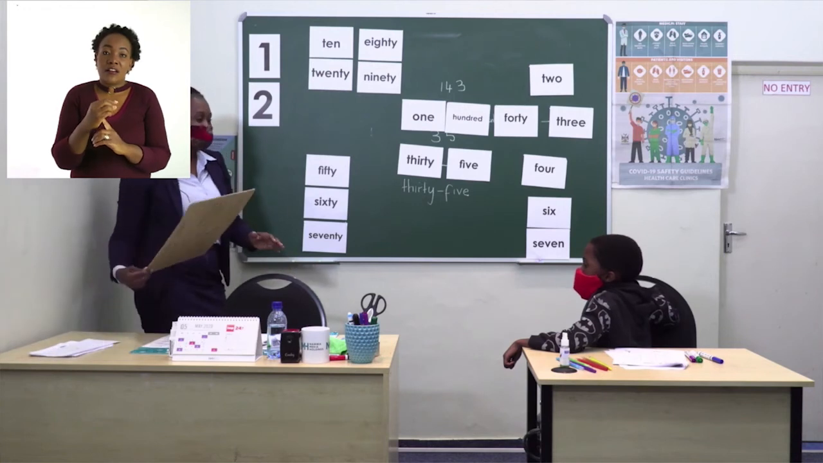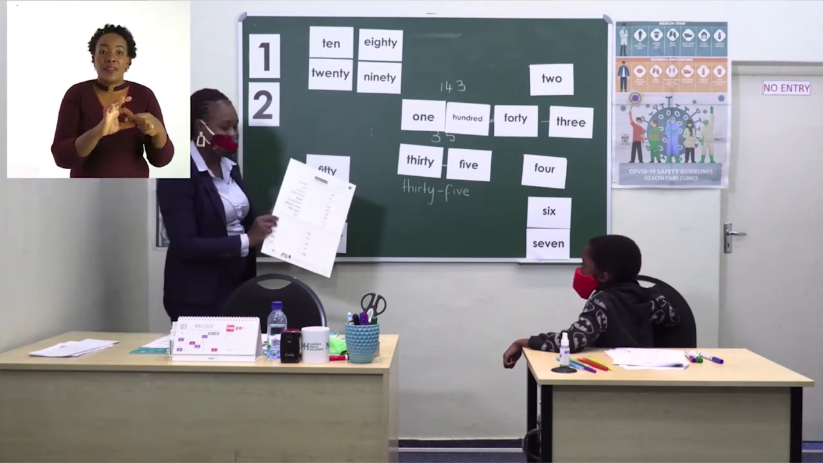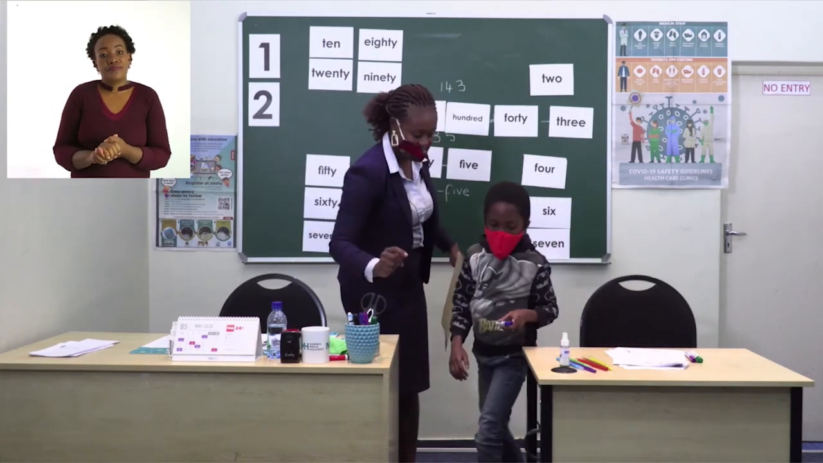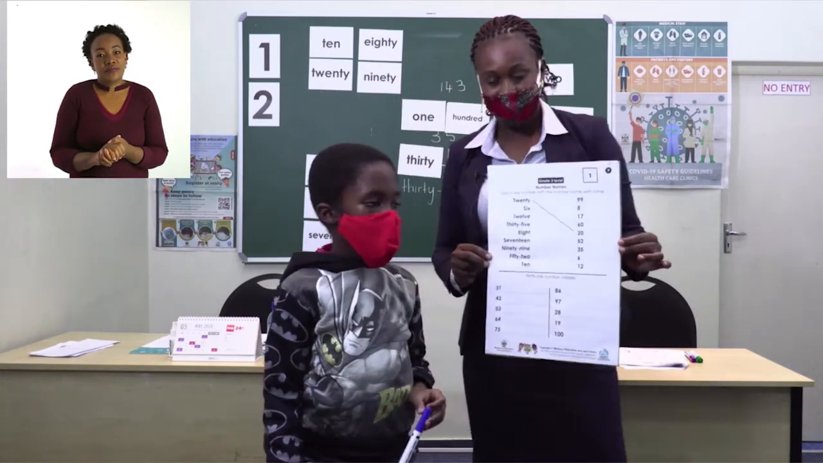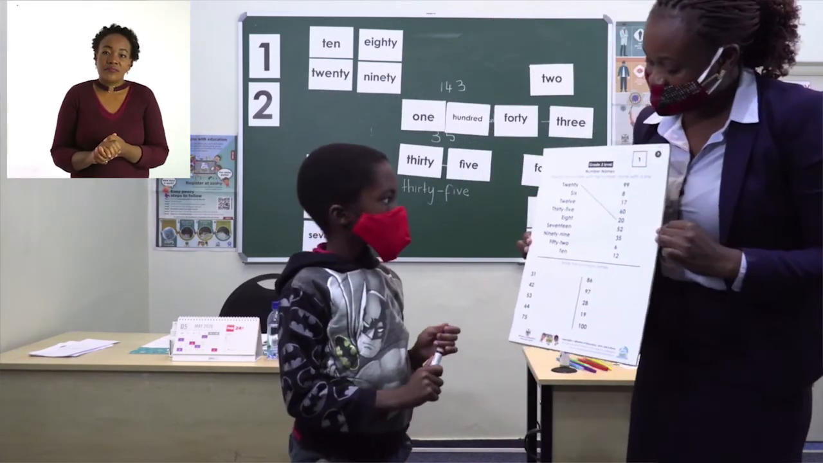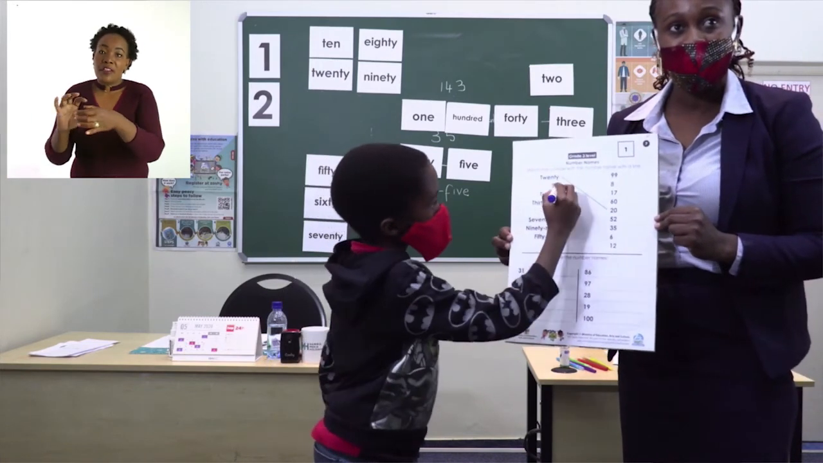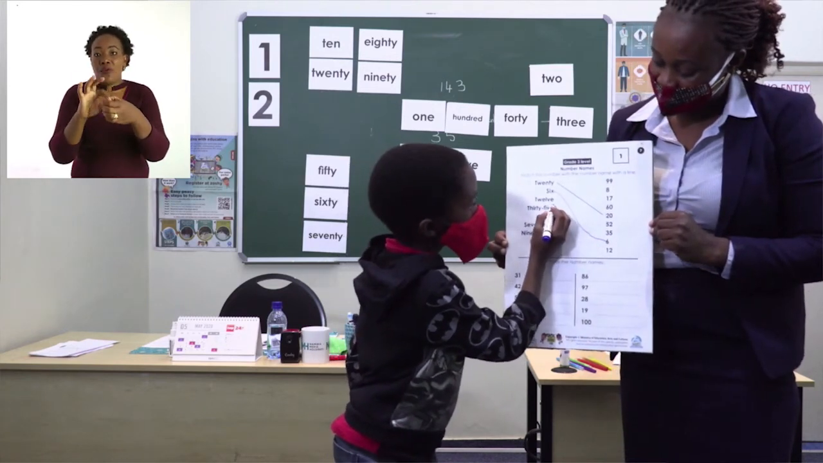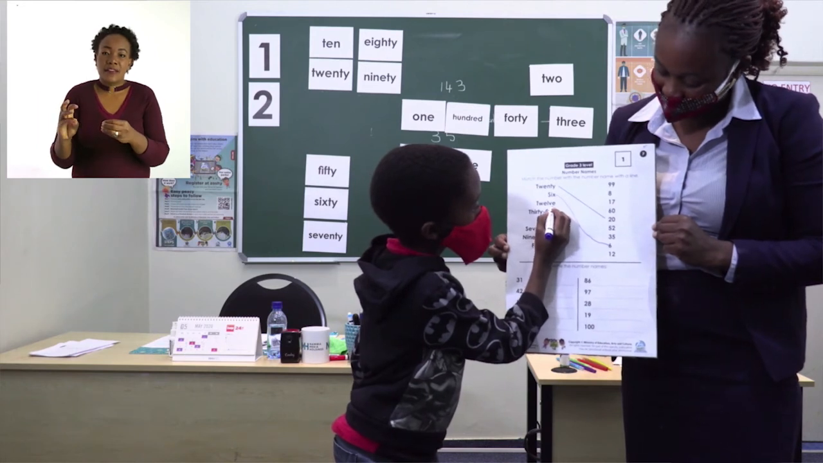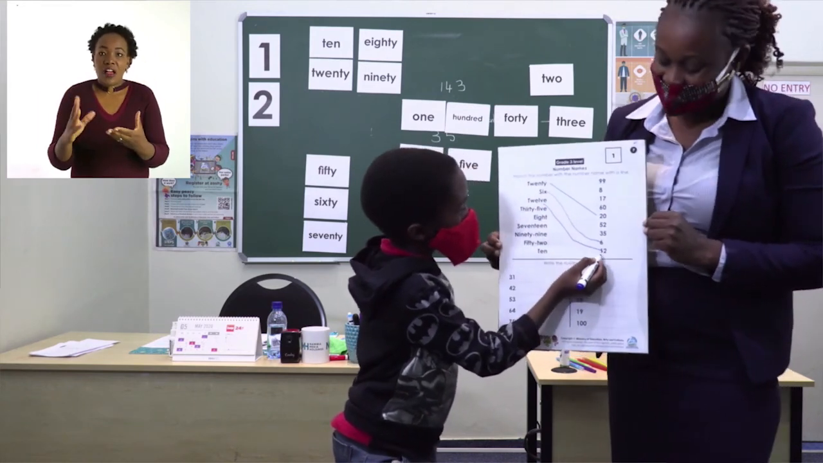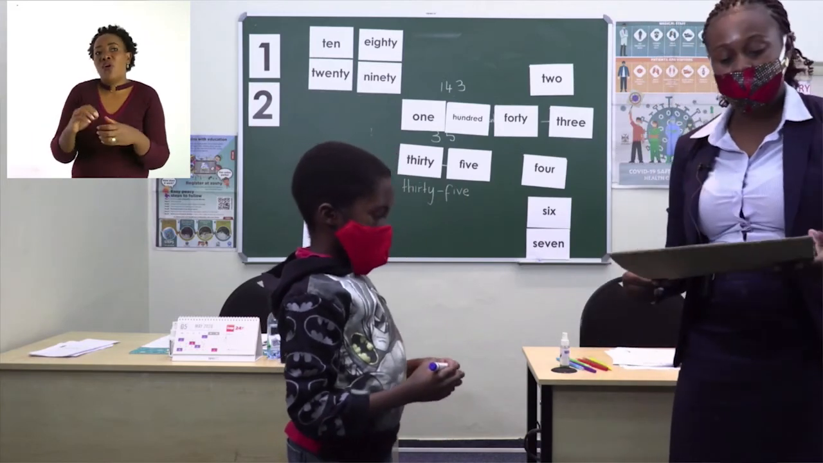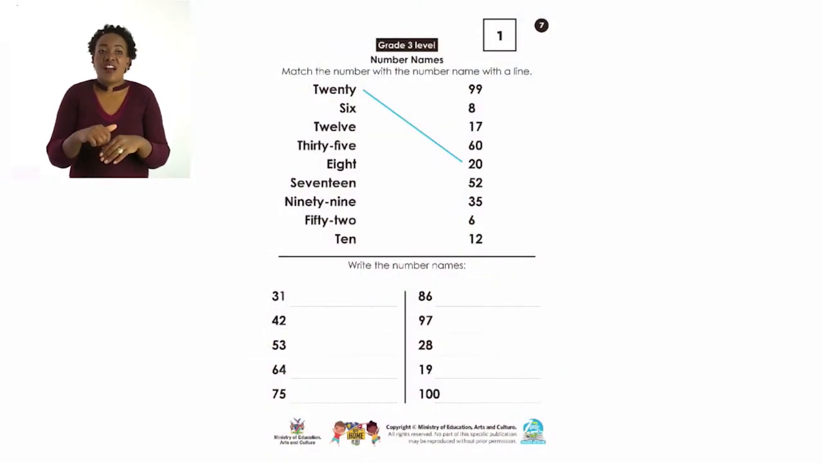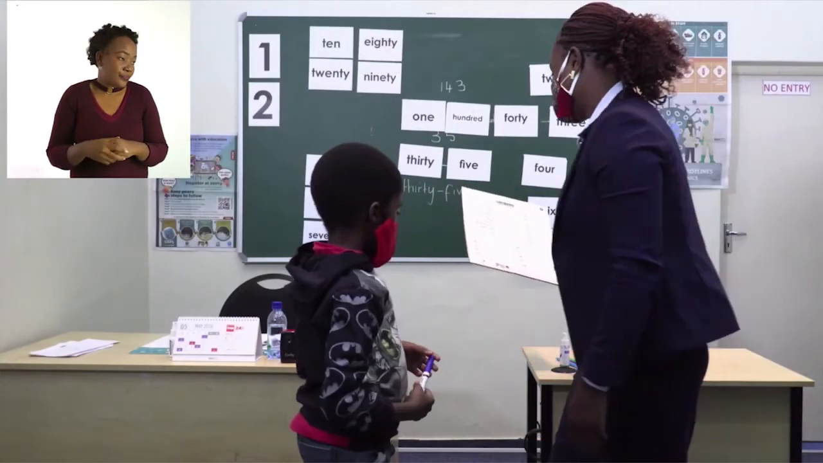Now let's go to matching. I'm going to match with my friend here. Come quickly in front. Okay, you can move and stand there. Can you match the numbers? 6. Very good. 12. Well done. You did it well. So from your booklet, you can now finish the other work. Thank you so much, grade 3s.